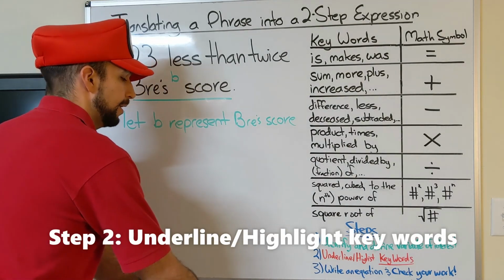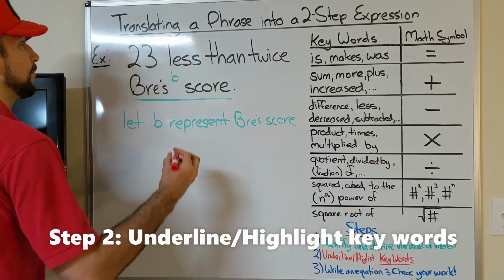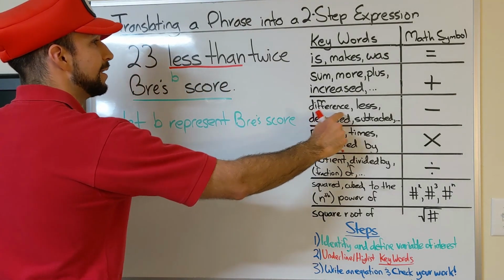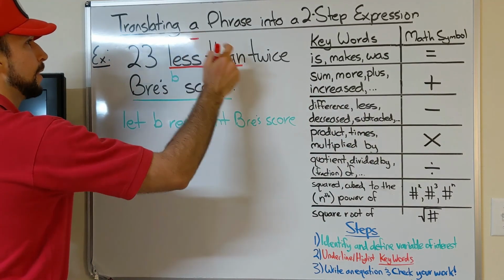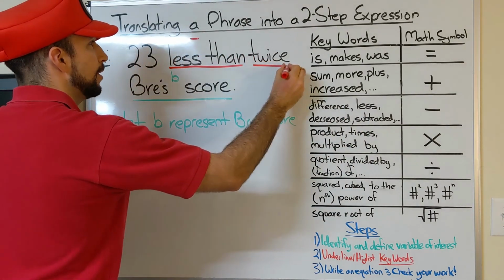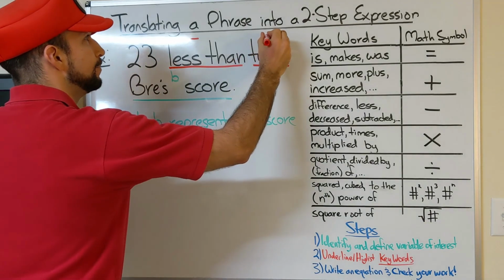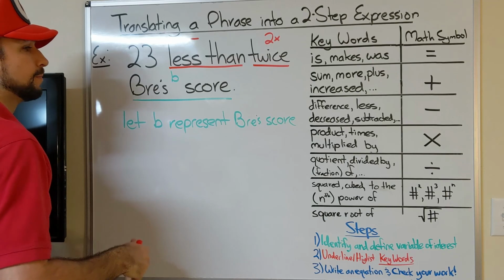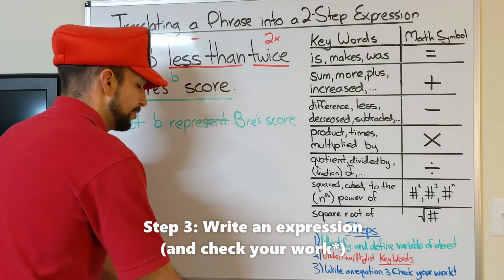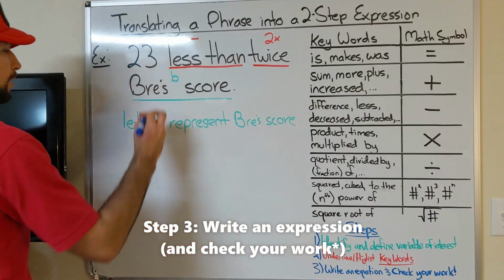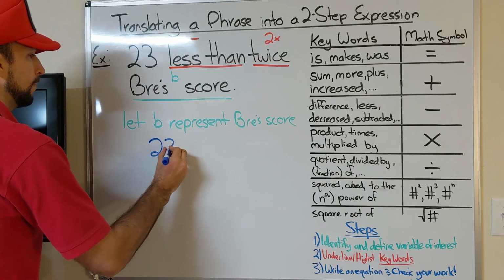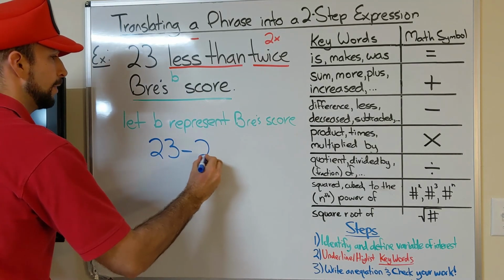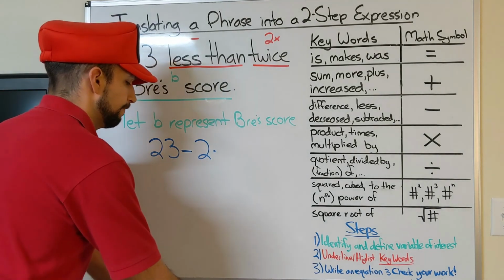Then we're going to highlight and underline our important information. 23 less than. So less than should mean subtraction. Twice is going to, as we just saw, mean multiply something by 2. Bree's score, our variable B. When we go to write this expression, it seems like it should just be 23 minus 2 times Bree's score, B.